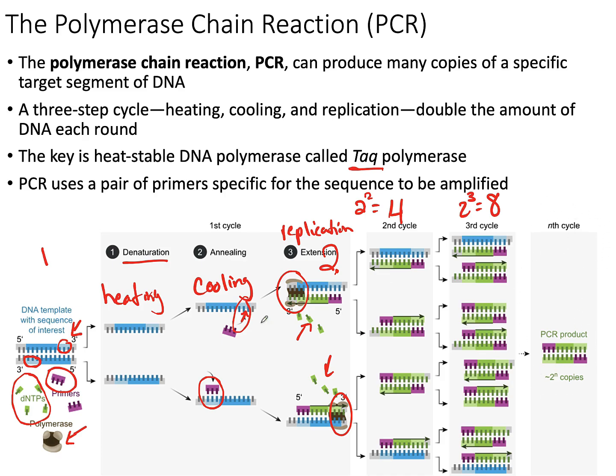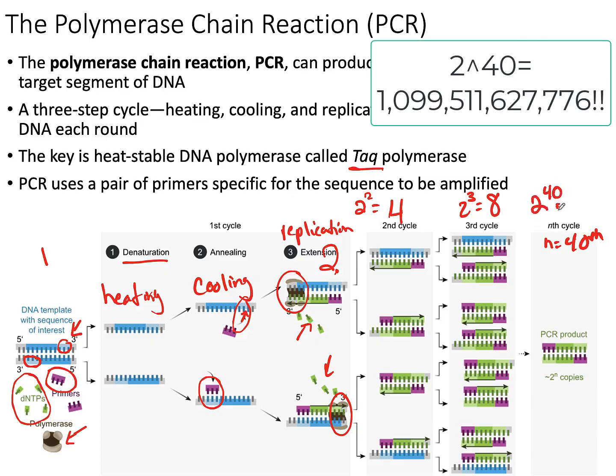So this is going to be very quick. It doesn't take too long to do a single cycle of PCR. In a couple of hours, you can do 40 cycles. So let's say we're on n equals the 40th cycle. So 2 to the 40 is a really huge number. It's over 1 trillion copies of DNA.